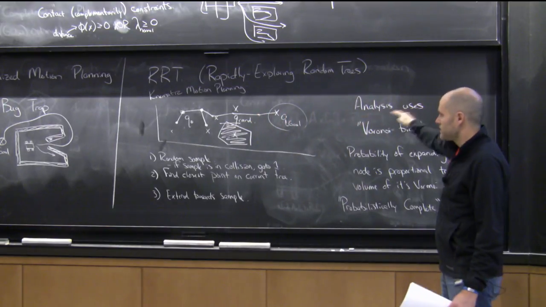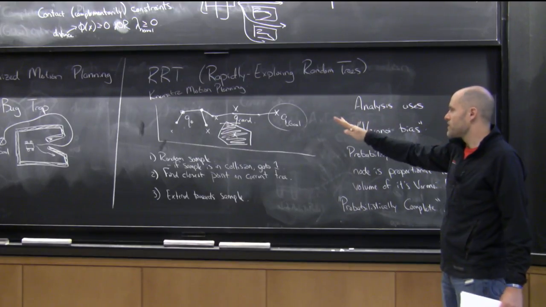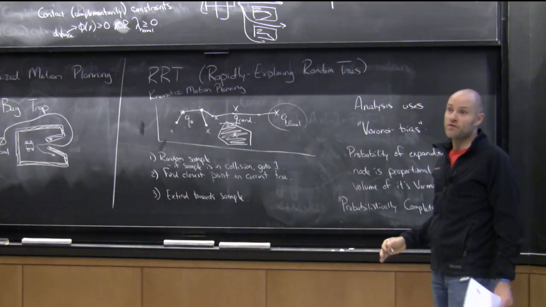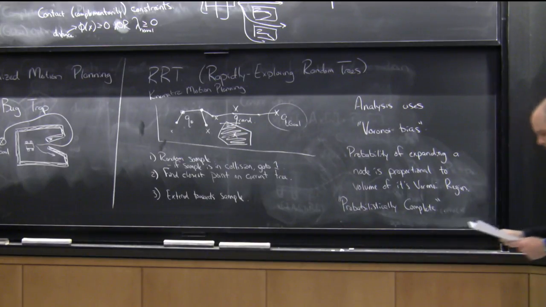Once you're done, you've got a path to the goal, which has whatever number of samples it has, and you can start a trajectory optimization from that. And I think that works pretty well.